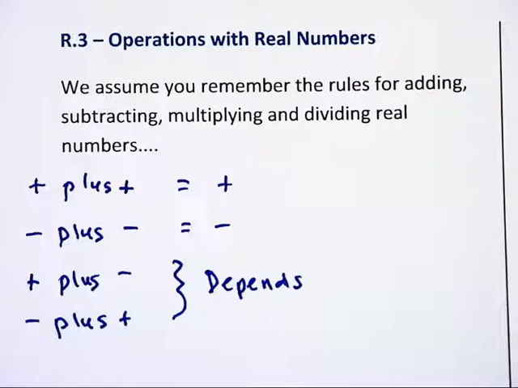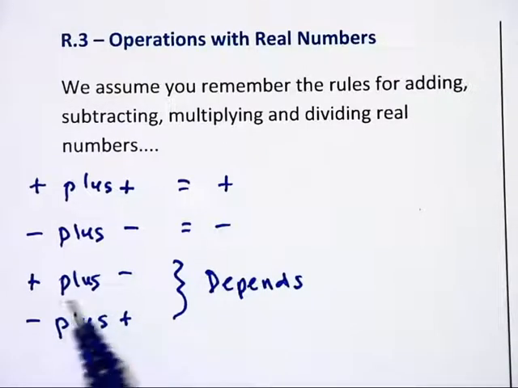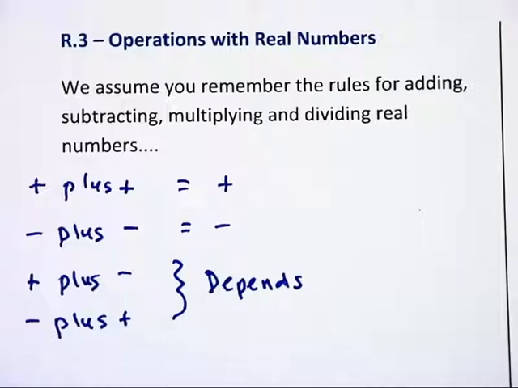In that case, technically the rules are take the sign of the one with the larger value. In other words, which do you have more of? Do you have more positiveness or negativeness? And that will control the sign of the answer. And then subtract the two numbers to see how far apart they are. Again, if you go with a money model, that really makes a whole lot of sense.